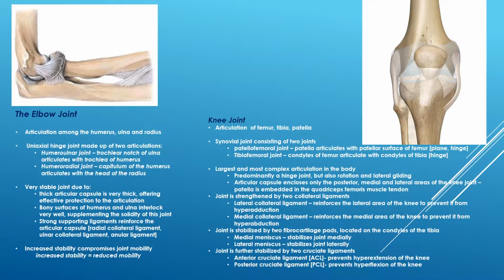The elbow and knee joint are actually made up of two separate joint articulations, the humeroulnar joint and the humeroradial joint in the elbow, and the patellofemoral and the tibiofemoral in the knee. The elbow is more stable, though less mobile, while the knee is the stronger of the two and the more complex. It has collateral ligaments, it has fibrocartilage pads, as well as cruciate ligaments.